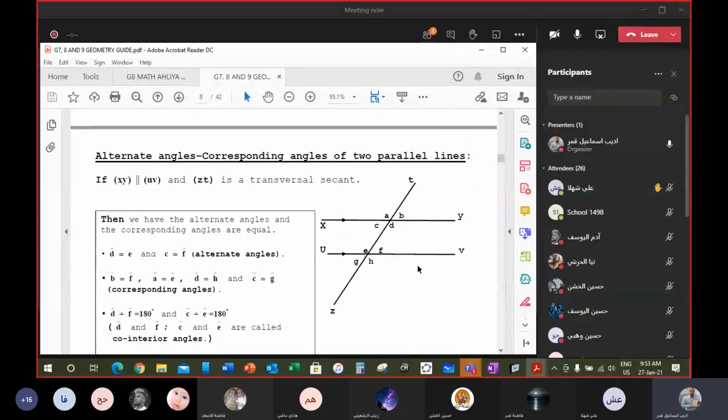Alternate angles, corresponding angles of two parallel lines. We have XY and UV are parallel, and ZT is the transversal line that cuts these two lines.